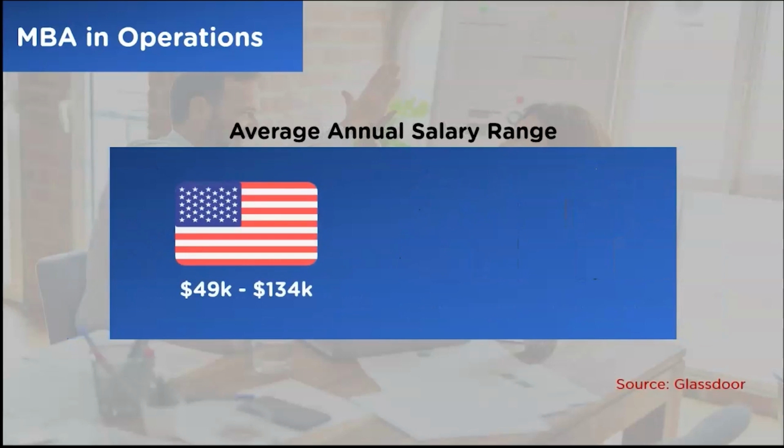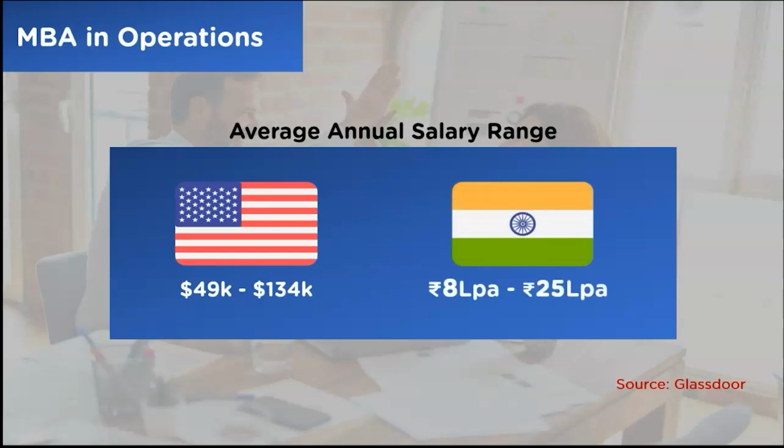The starting annual salary for an operational MBA grad is $49K, and it may go up to $134K for roles like plant and manufacturing manager, depending on the company and location. On the other hand, the salaries for operational MBA grads in India range from 8 LPA to 25 LPA.